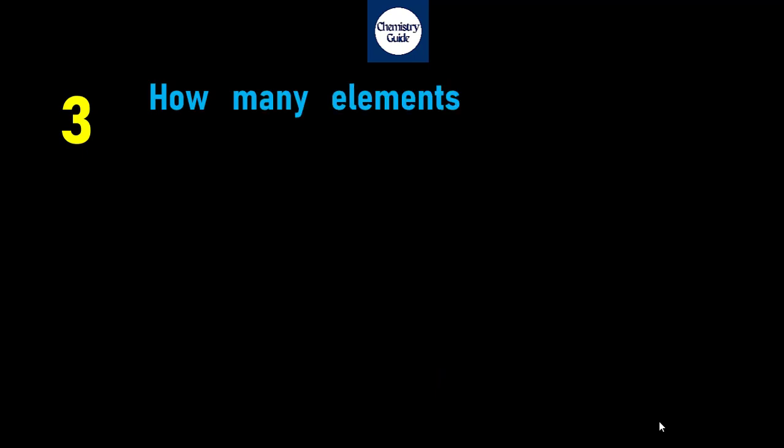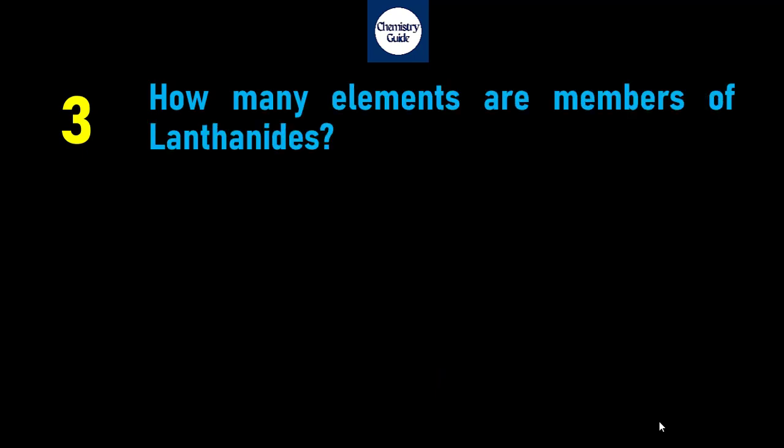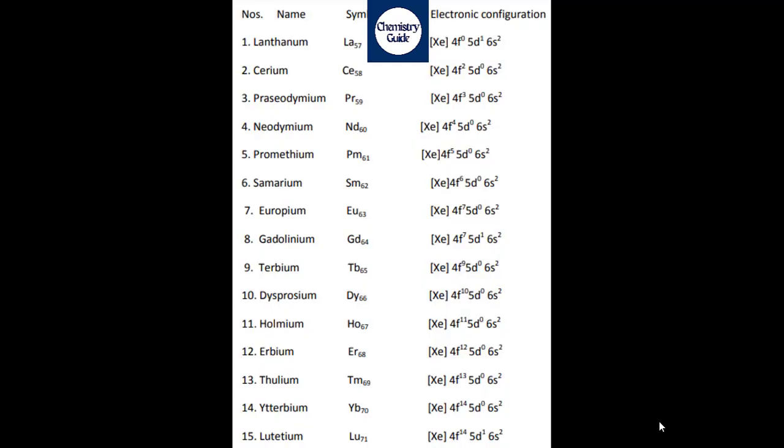MCQ number 3: how many elements are members of lanthanides? 12, 13, 14, 15. So the right answer is 15. If we go into the detail of this MCQ, we will observe that this is a list of the lanthanide series, and the number of elements in this series is 15.